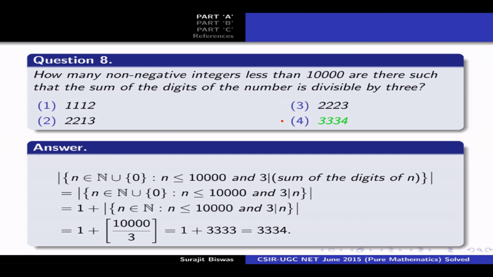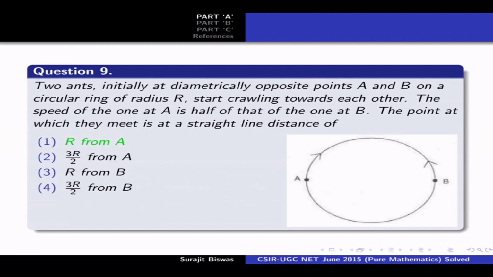Next problem. 2 ants initially at diametrically opposite points A and B on a circular ring. So this is one ant, this is another ant. Start crawling towards each other. The speed of the one at A is half of that of the one at B. If P is the point of meeting, then we have to find out the straight line distance of P from either A or B. Okay, so this is the problem.